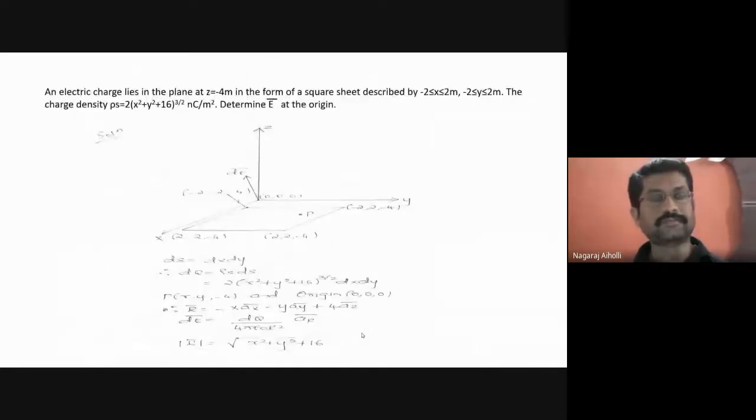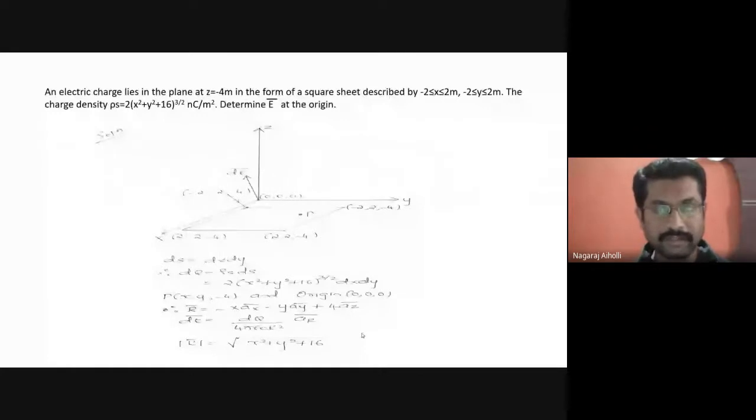Next, an electric charge lies in the plane at z equal to minus 4 meters in the form of a square sheet described by minus 2 less than or equal to x less than or equal to 2 meters, minus 2 less than or equal to y less than or equal to 2 meters. The charge density is rho s equal to 2 into (x square plus y square plus 16) raised to 3 by 2 nanocoulomb per meter square. Then determine E bar at the origin.